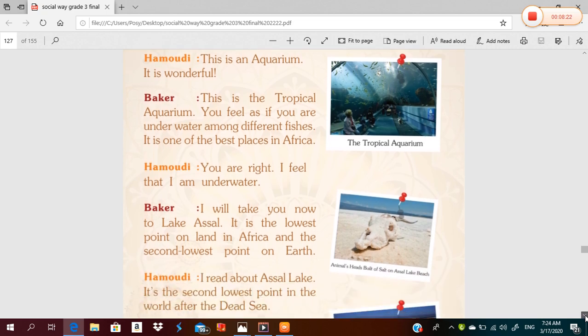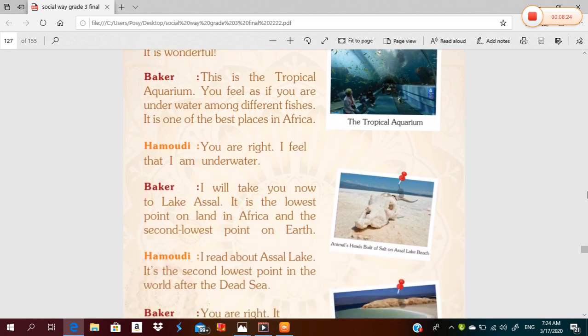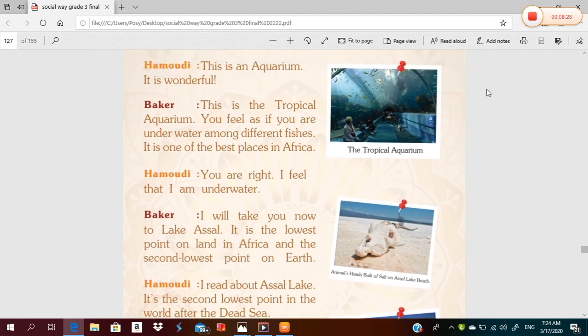Now grade 3, I want to show you this picture of the tropical aquarium. This is the tropical aquarium, as you can see. Here you can see many kinds of fish and you can feel like you're underwater.